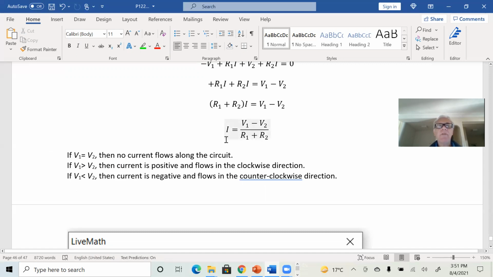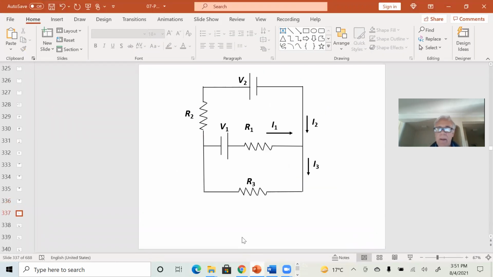Any time that you get a negative current value, it means that you chose the wrong direction, wrong between quotes. It's not necessarily wrong, provided you interpret it properly, okay? So you have those three situations. Here you go. Next one.